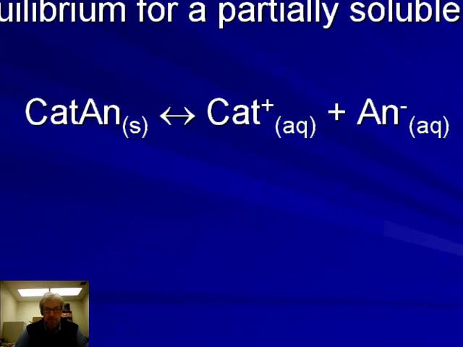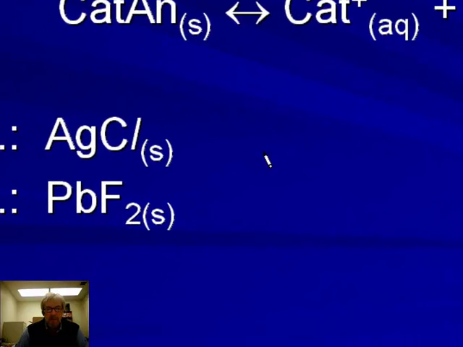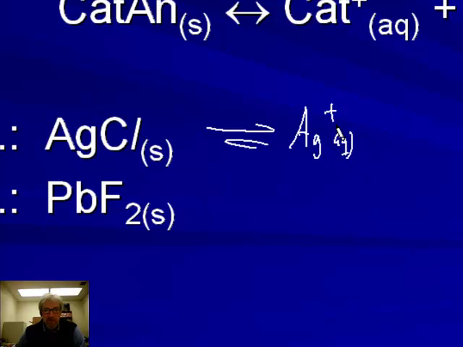On the left-hand side, we have our salt. I'm calling it cation for cation and anion generically. And that's a solid. And on the right-hand side, it's dissociated reversibly into a positively charged cation in aqueous solution and a negatively charged anion in aqueous solution. And of course, the stoichiometry is 1-to-1 in this generic thing, but it doesn't have to be. So for example, silver chloride will reach dynamic equilibrium with aqueous silver ions and aqueous chloride ions.